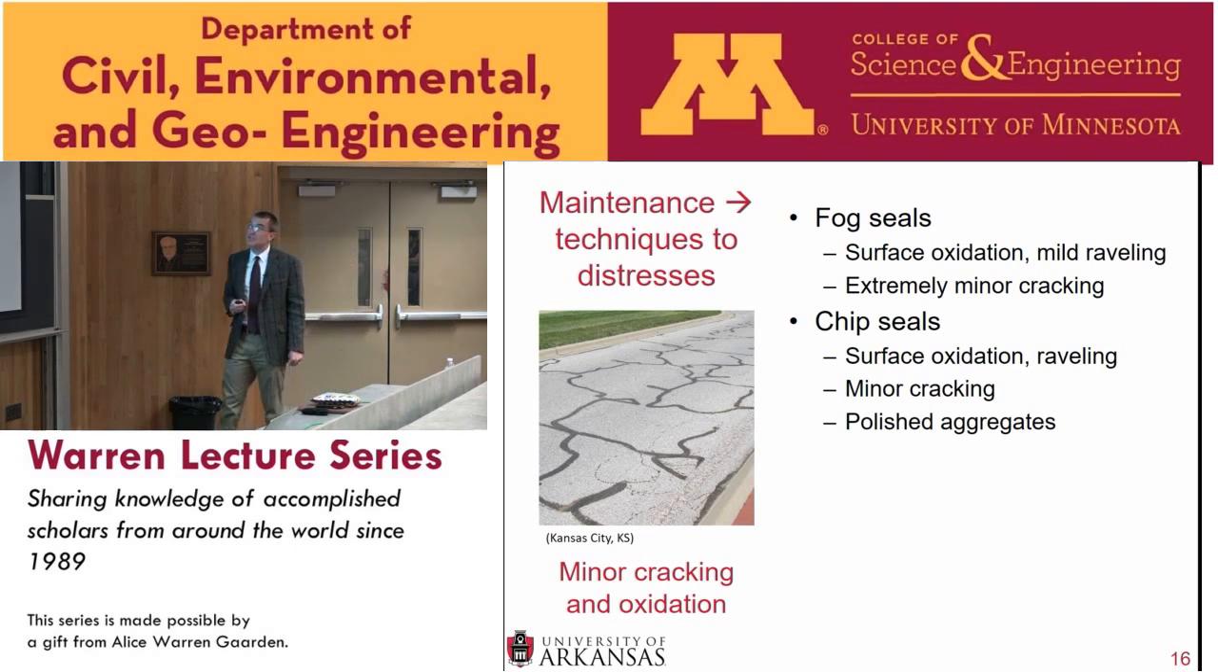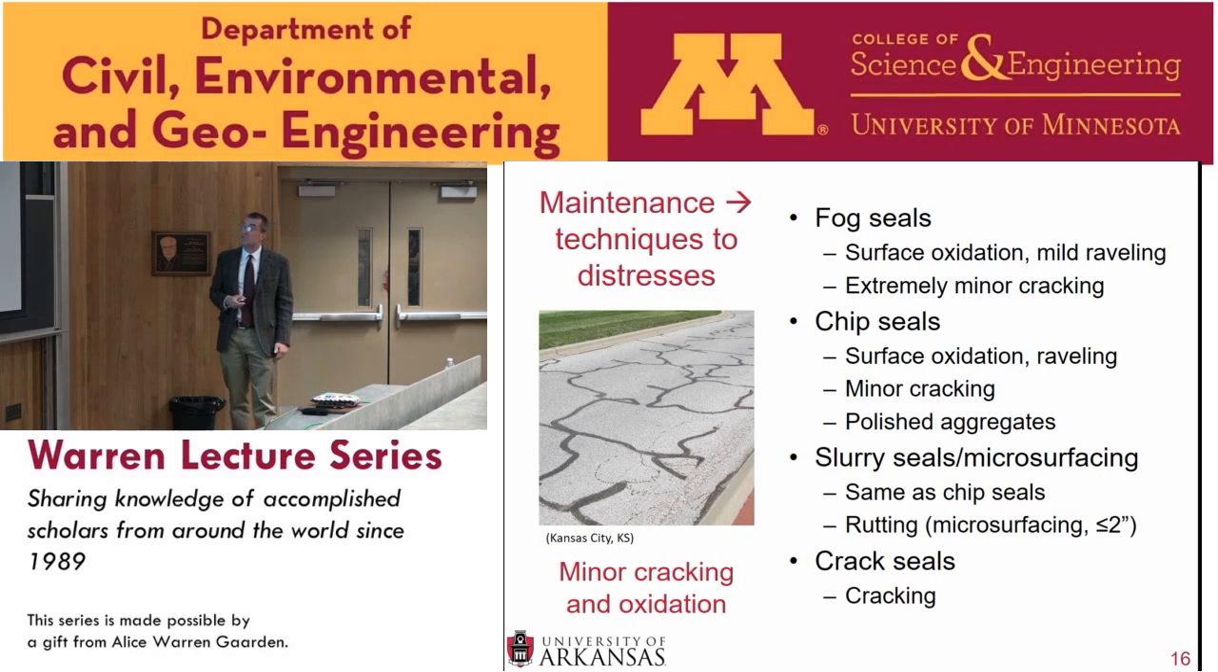You can put chip seals on roads that have a little more oxidation, maybe a little more raveling, a little more cracking or polished aggregate. For slurry seals and microsurfacing, it's very similar to chip seals. There's some pros and cons to each one, which I won't get into right now. But also if you have rutting, you can put microsurfacing down, and that actually can fill ruts and provide some structural capacity. And then crack seals is obviously for cracking.